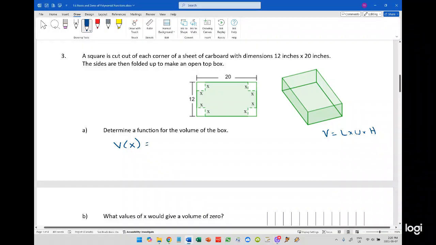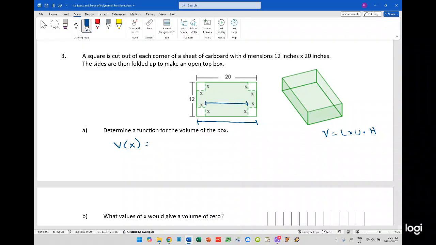Now that's going to be a length times a width times a height. We'll do this one first. The distance from here to here, we know is 20. But we want the distance from here to here, which is going to be the width of our box. And once we've taken 20 and we've cut an x off of each side, we're going to be left with 20 minus 2x.